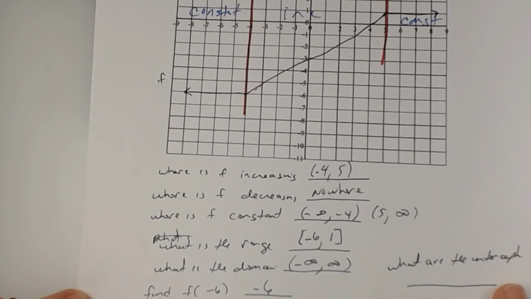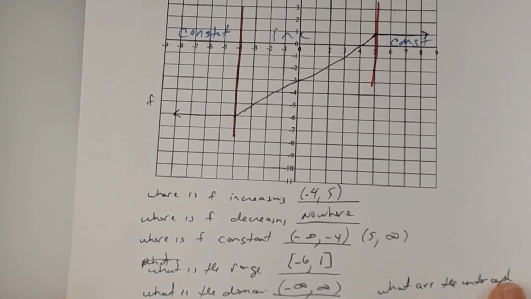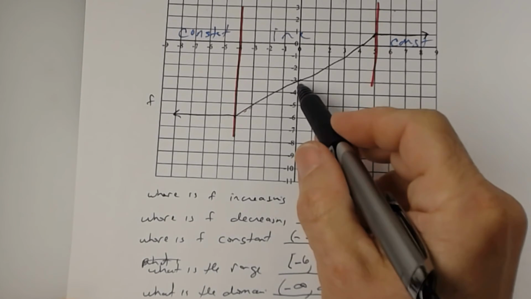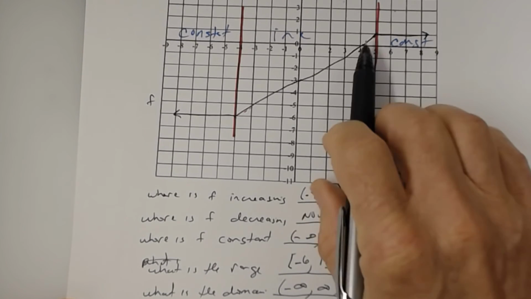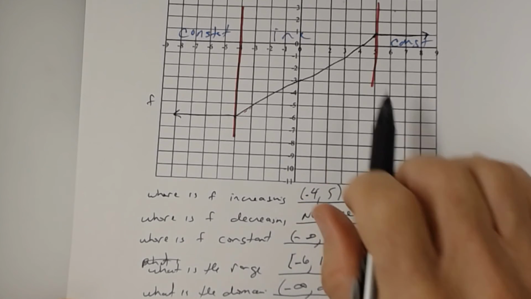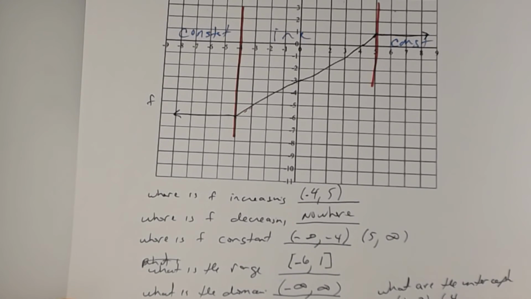What are the intercepts? And let's put those as ordered pairs. How many are there? 2. There's a y-intercept. What's this y-intercept as an ordered pair? 0, -3. And there's the x-intercept. What's that as an ordered pair? 4, 0. Okay. All right.